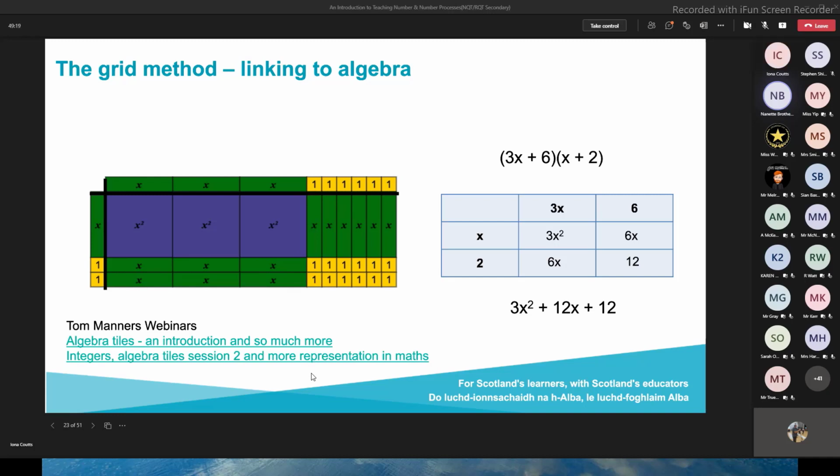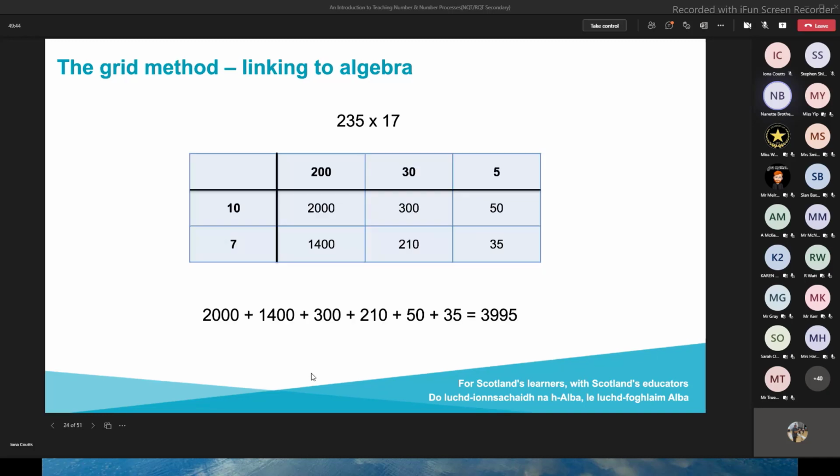If you want to find out a little bit more about the use of algebra tiles, I know some of you have said that you have used them with classes, but there's some excellent professional learning webinars by Tom Manners, which were recorded during lockdown last year, with lots of ideas and much further discussion than we've got time to do this afternoon. So I'd thoroughly recommend those 2 links.